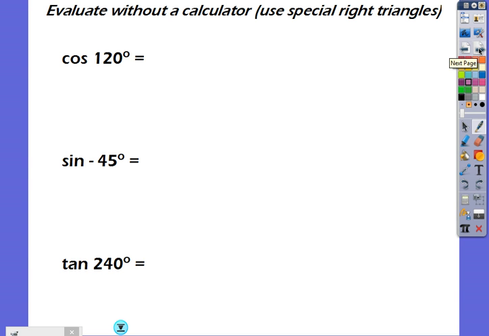Now we're going to use that. So we are going to find these answers without a calculator. Who needs the calculator? So let's talk about 120 degrees. Step one, we're going to draw 120 degrees. Something like this, right?